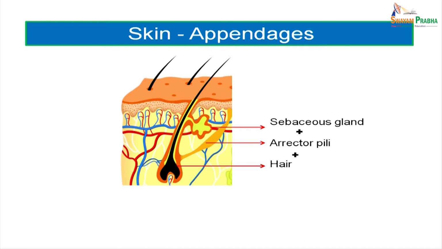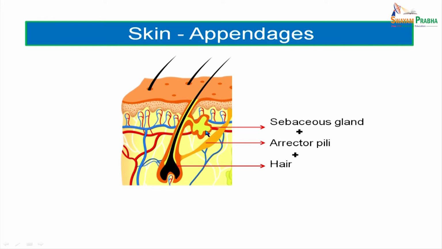When this happens, we have the goose flesh appearance of the skin. Then the final and the most important part of the pilosebaceous unit is the hair itself. So, the hair follicle has an outer component which projects outside from the skin, this is referred to as the shaft of the hair, and the portion which is embedded into the dermis. So, that is the root of the hair.